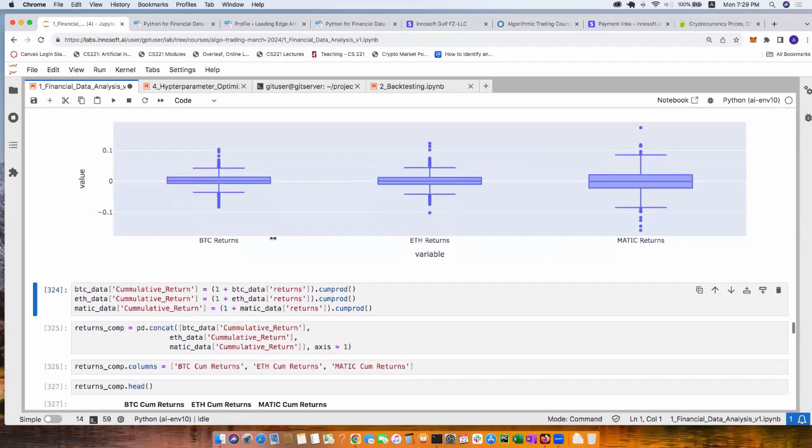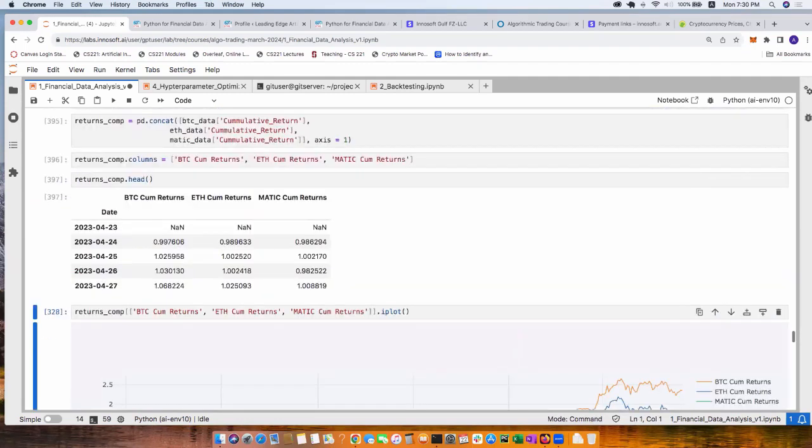Okay, now what we want to do is answer an important and practical question. Let's say we go back 1 year ago and we invest $1,000 in Bitcoin, $1,000 in Ethereum, and $1,000 in Matic. And I'm interested to know the value of my investment today. To be able to do that, we can calculate something called the cumulative return. And that's what we are going to do right here.